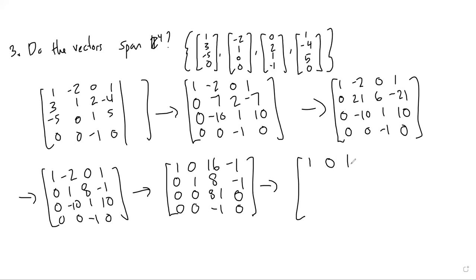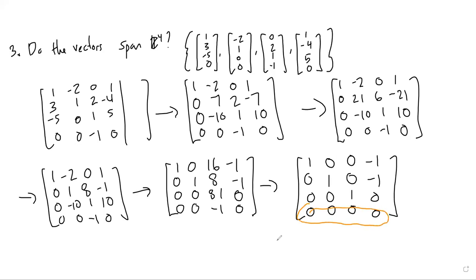And I can actually just use that to wipe out everything here if I want. 0, and I'll push it up, make it positive. So yeah, we should get something like this. What we can see though is that there's a 0 row. So some x in R4 will not be in this span. And so no, it does not span R4.